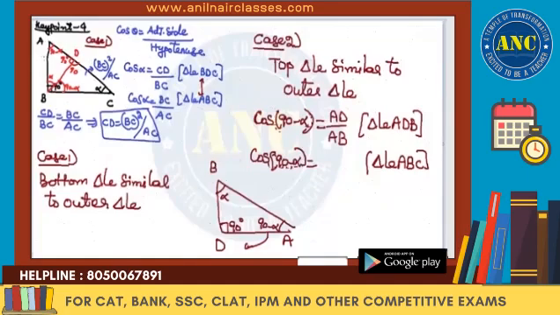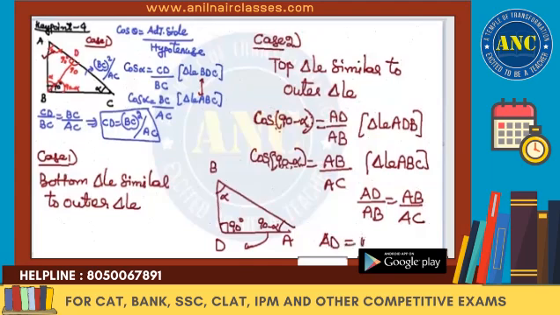What is cos theta? Adjacent by hypotenuse, so AB by AC. If I solve it, AD by AB is equivalent to AB by AC. What is the conclusion I will get? AD is nothing but AB whole square by AC. Very, very important. Similarly, CD is nothing but BC whole square by AC.